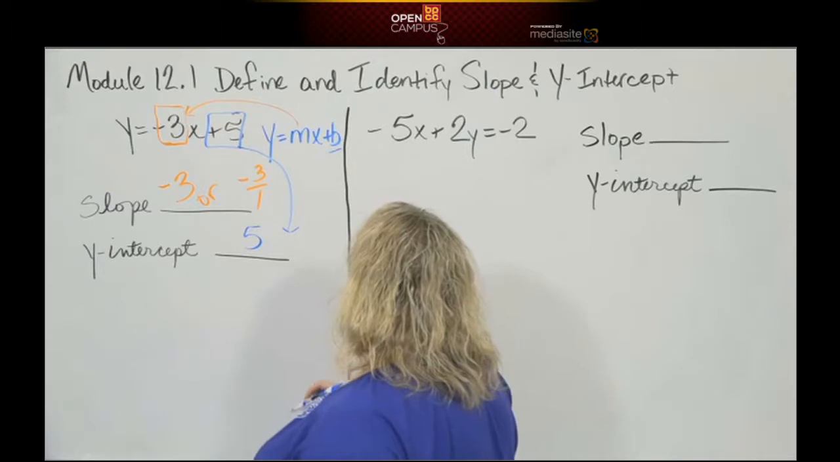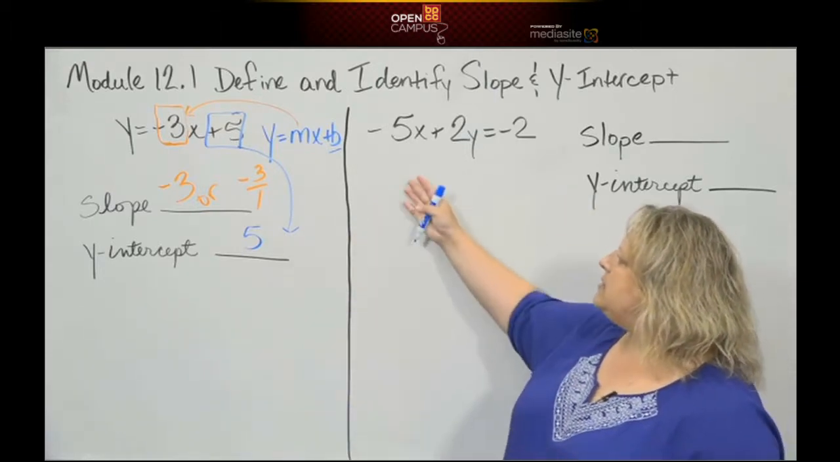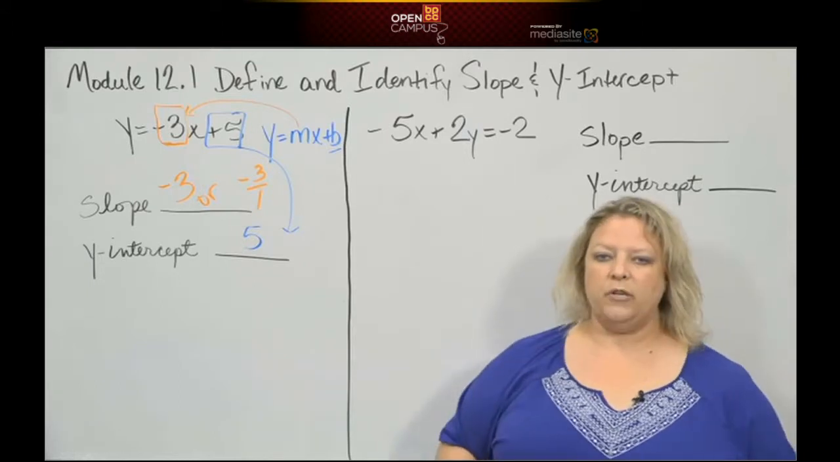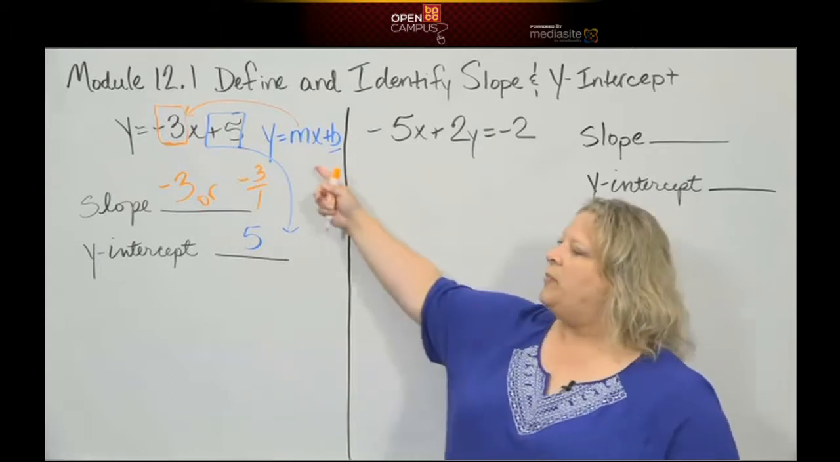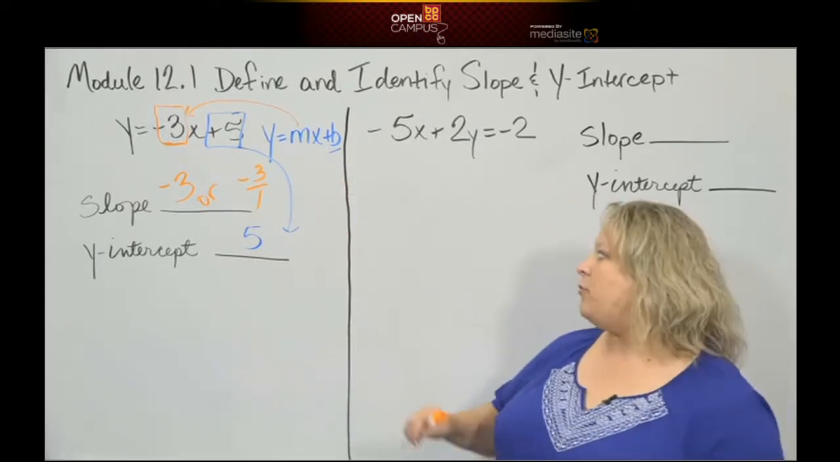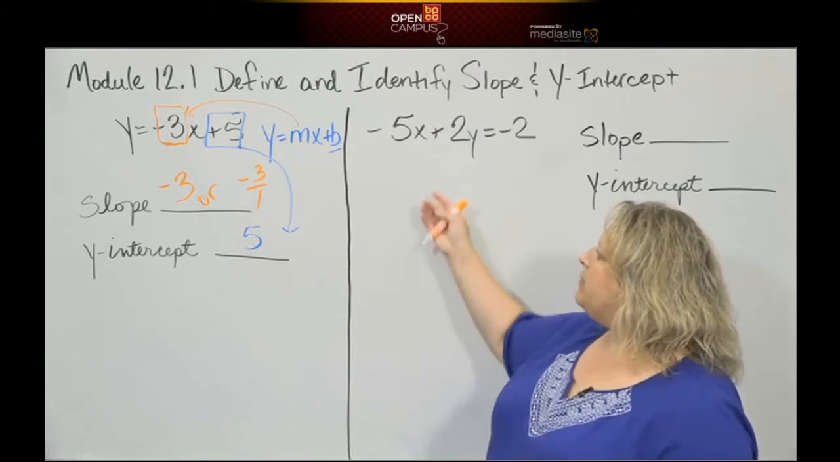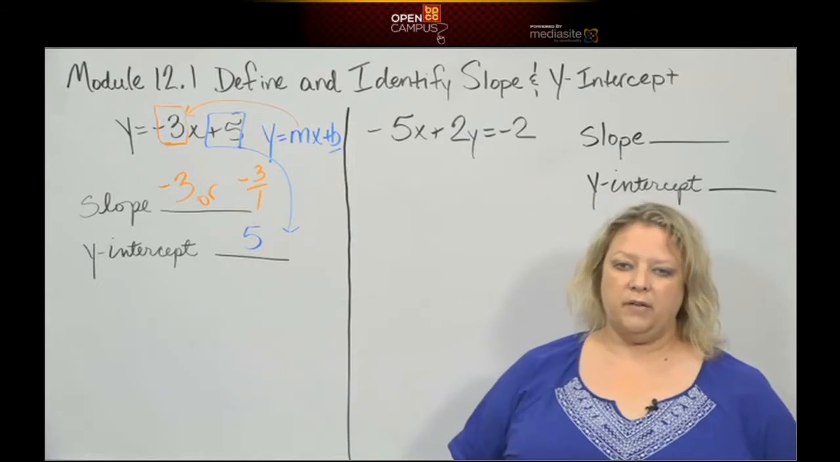And now, look at this one. This one looks a little bit different. This is in something called standard form, which we're going to get into later. Standard form is not slope-intercept form. So what do you have to do? You have to manipulate this formula. I've got to rewrite it so that it looks like y is equal to mx plus b. So how do I do that?